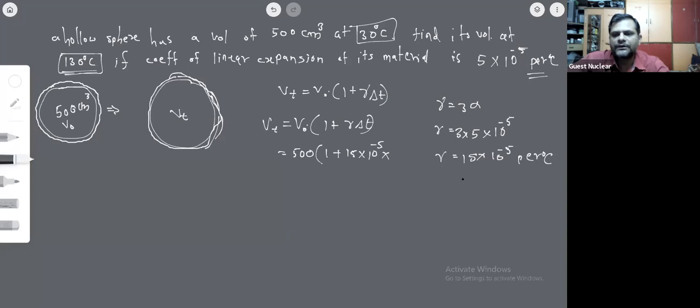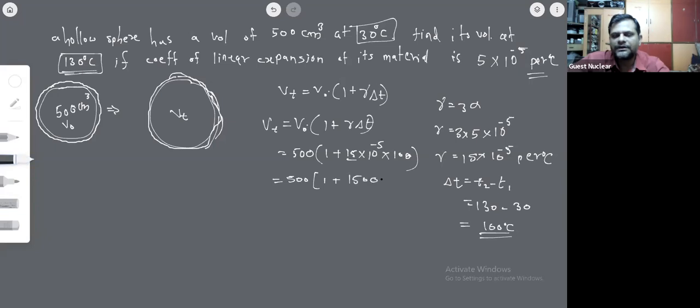And if we just try to find out delta T separately, then delta T can be written as T2 minus T1, where T2 is the final temperature, which is 130 degrees Celsius, minus T1, the initial temperature, which is 30 degrees Celsius. So 130 minus 30 comes out to be 100 degrees Celsius only. This is the change in temperature actually. So if you put this here and multiply by 100, we get 500 into 1 plus 15 into 100. So it will become 1500, right?